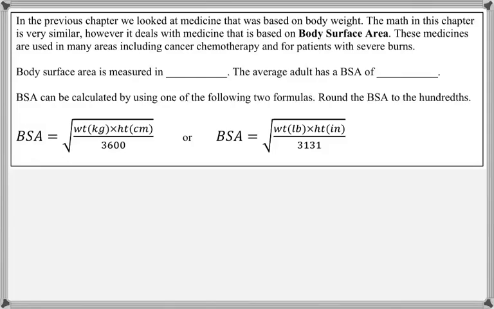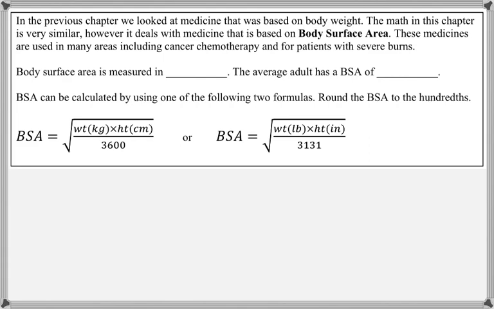In the previous chapter, we looked at medicine that was based on body weight. The math in this chapter is going to be very similar to that chapter. However, this chapter deals with medicine that's based on body surface area. So not the body weight, but the body surface area. These medicines are used in many areas, including cancer chemotherapy and for patients with severe burns.